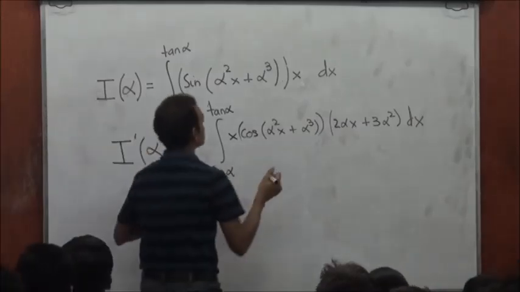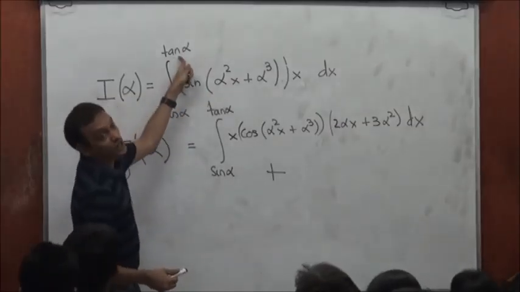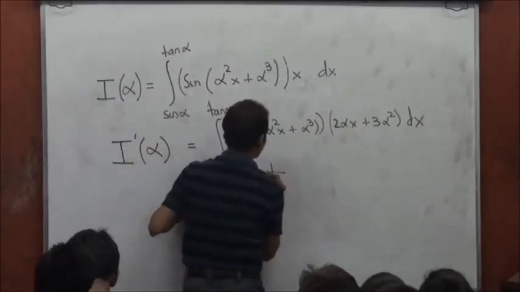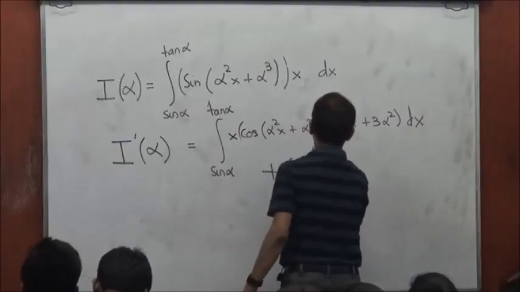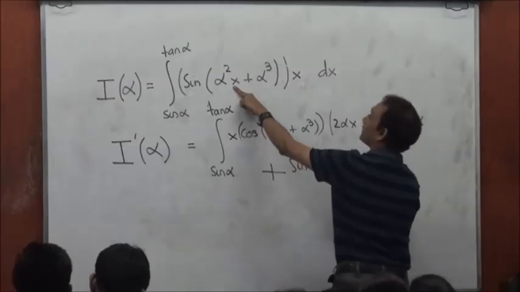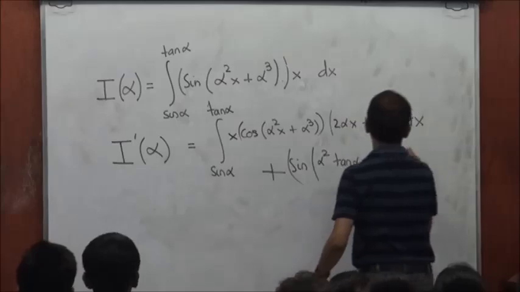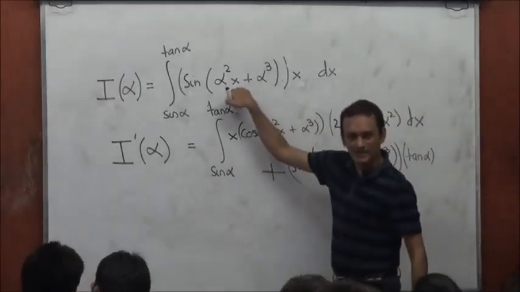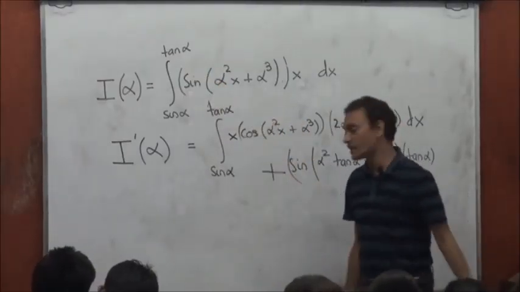In the second term, wherever x comes, replace it by the upper limit and differentiate the upper limit with respect to alpha. So in the second term, sine of alpha squared x replaces x by tan alpha, plus alpha cube, into x, which is again tan alpha. Wherever x came, replace it by tan alpha, into the derivative of tan alpha with respect to alpha, that is sec squared alpha.